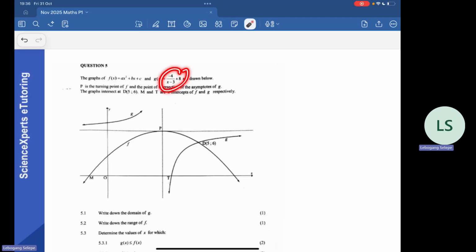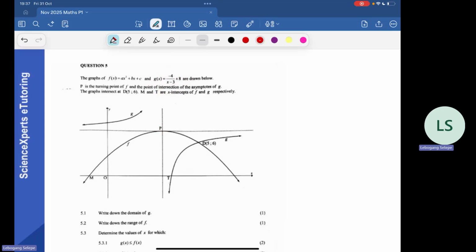From this equation alone, we can also find the equation of the axis of symmetry with the positive and with the negative gradient. There's a lot of things that we can just take up from this equation alone, right? P is a turning point of f, and the point of intersection of the asymptotes of g, right? So this P value is the turning point of f, and it's also the point of intersection of the asymptotes of g. Because we have this equation, we can already give the coordinates of this point.